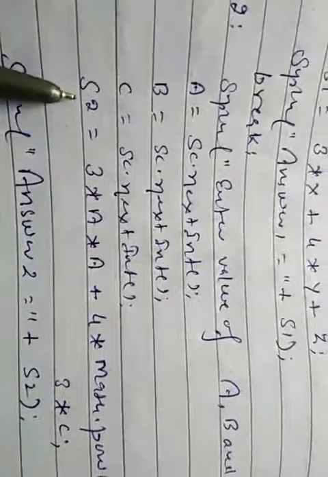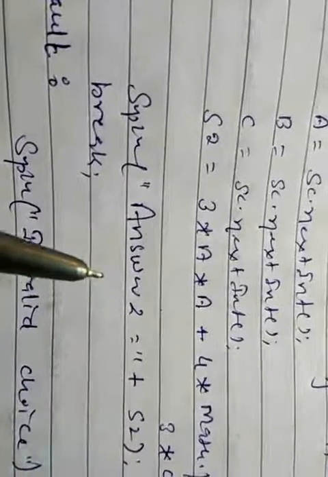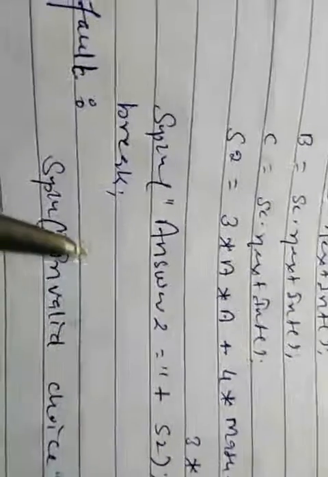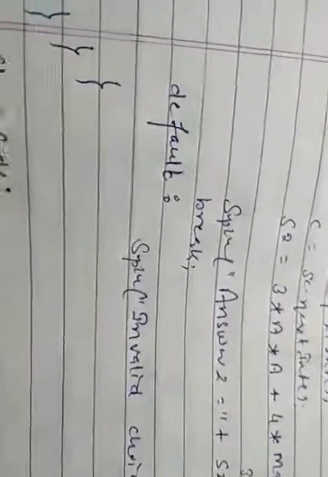And now s2 is equal to 3a square. So we are using 3 multiply a into a plus 4 Math.pow b comma 3 plus 3 into c. And now we are printing the calculation of s2. So answer equals s2, and there is the break. And there is the last, the default case. So if no case is matched, then the system will print an invalid choice.